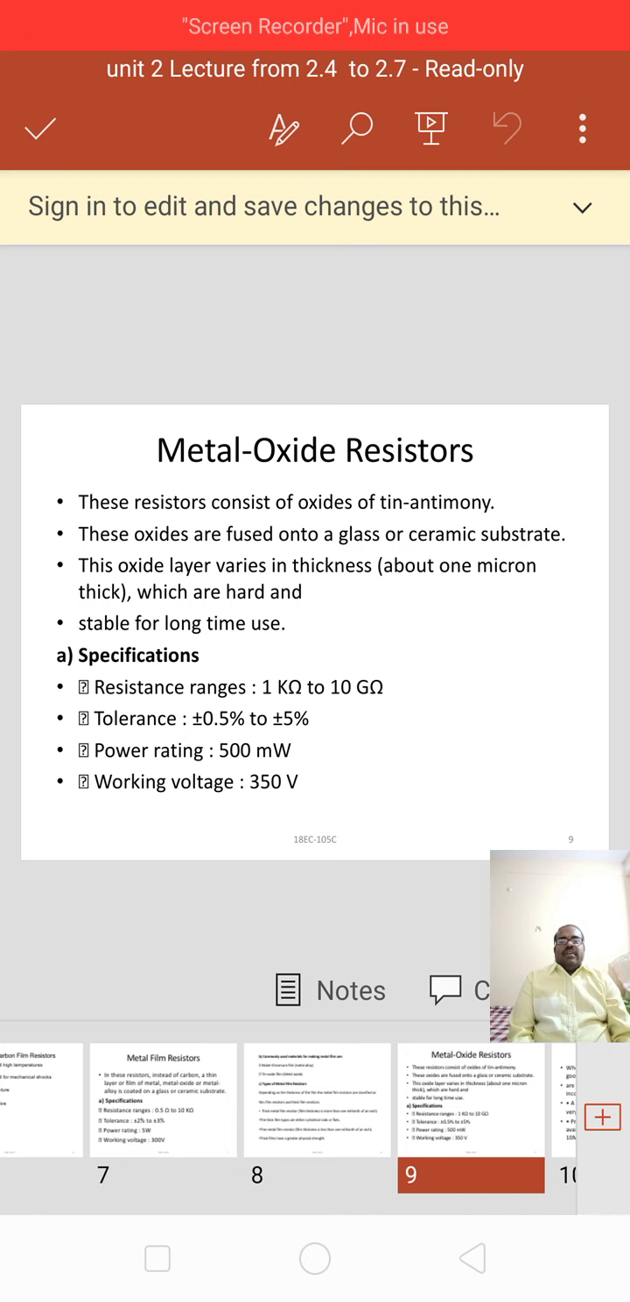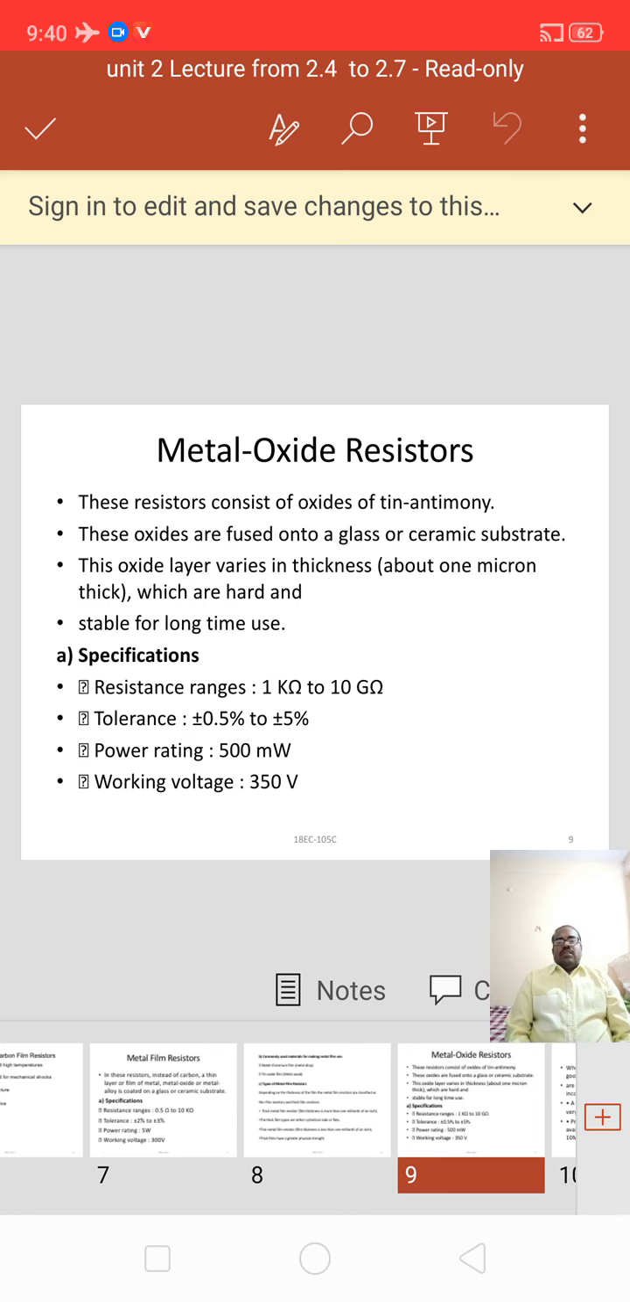This oxide layer is about 1 micron thick, which is hard and stable for long time use. Generally, these metal oxide resistors are fused onto a glass or ceramic substrate. The main advantage of metal oxide resistors is that they are stable for a long time.